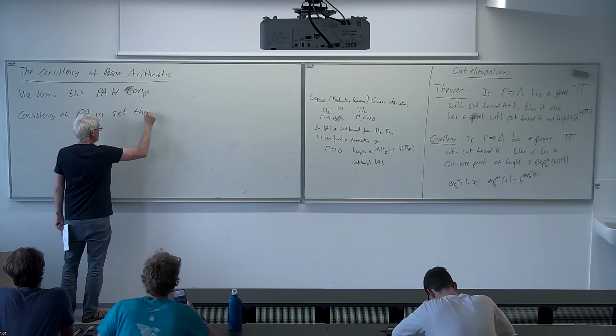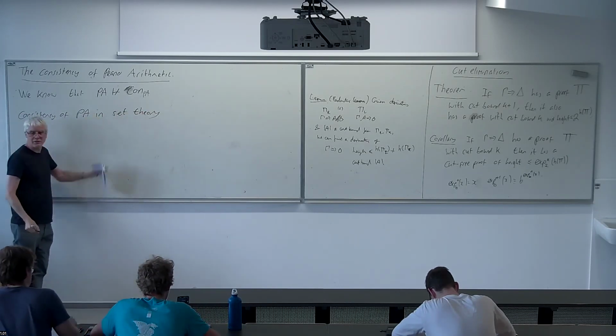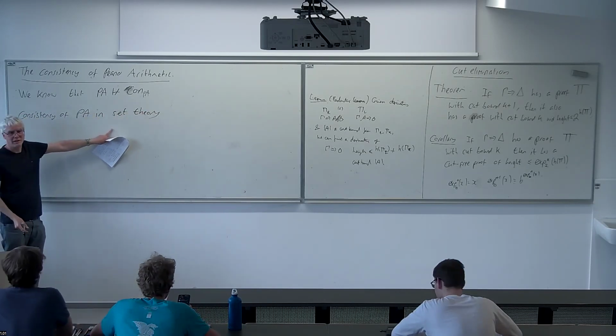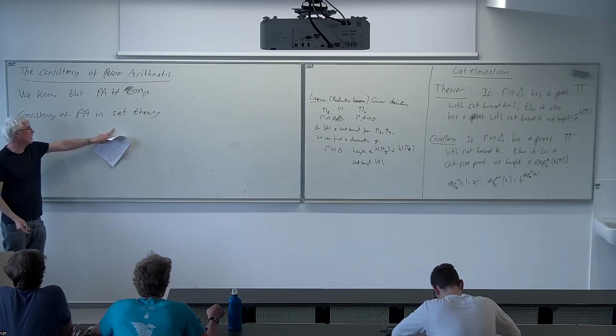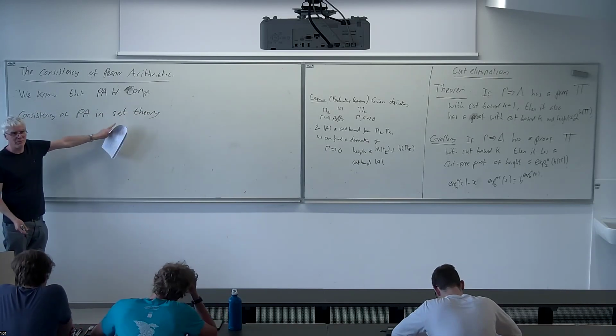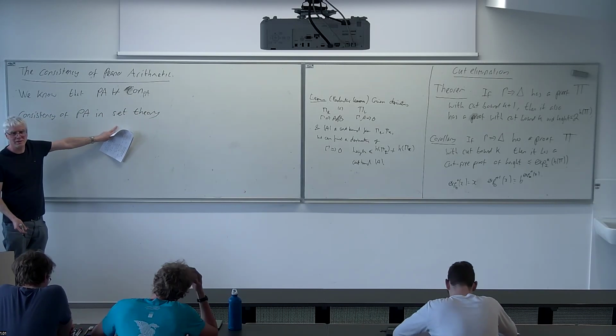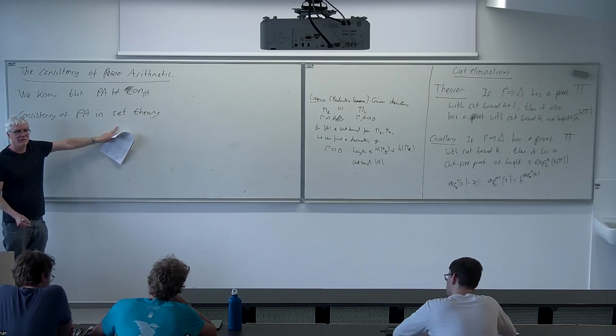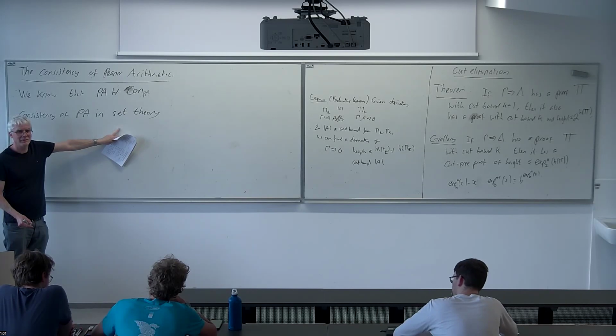And for this, it doesn't really matter too much which axioms we take for set theory. Any decent set theory will be able to do this. So can somebody tell me how we prove the consistency of Peano arithmetic in set theory? Why is it obviously consistent? The natural numbers in set theory validate the axioms of Peano arithmetic. Yeah, very good. So if we get an inconsistency in Peano arithmetic, we also get an inconsistency.